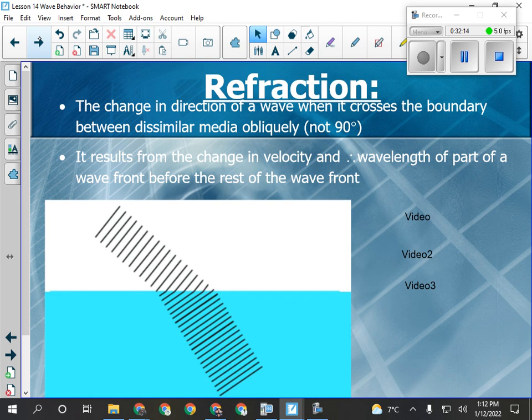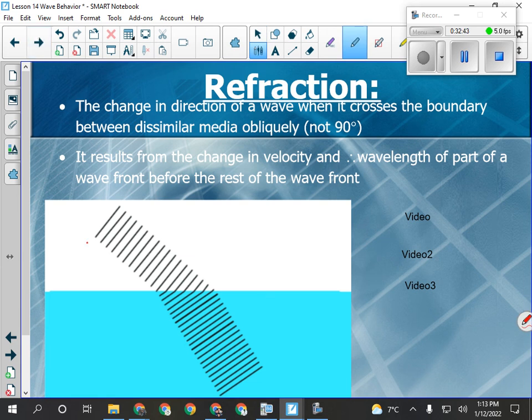So, now refraction. Refraction happens to transmitted waves. We really only see refraction if a wave comes in at an angle, or obliquely. If it comes straight on, we don't observe it. All we see is that the speed of the waves changes, the wavelength of the waves changes, and that's it. But if a wave comes in obliquely or at an angle, part of the wave enters the new medium before the rest of it.